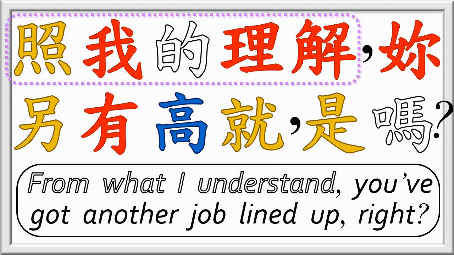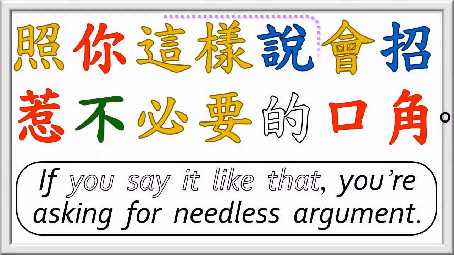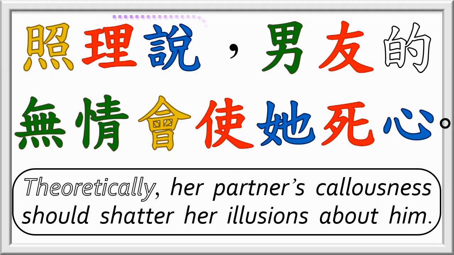照我的理解，你另有高就，是吗？ From what I gather, you've got another job lined up, right? Word for word, it means, according to my understanding. 照你这样说，会招惹不必要的口角。If you say it like that, you're asking for needless argument. 照理说，男友的无情会使他死心。Theoretically, her partner's callousness should shatter any illusions she had about him.